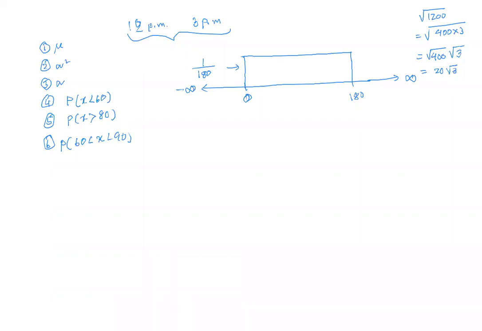Now, easy problem. Number 1, mu is a plus b divided by 2. A plus b divided by 2 is 0 plus 180 divided by 2, which is 90, right? 180 divided by 2 is 90. On the average, you can expect to wait 90 minutes.